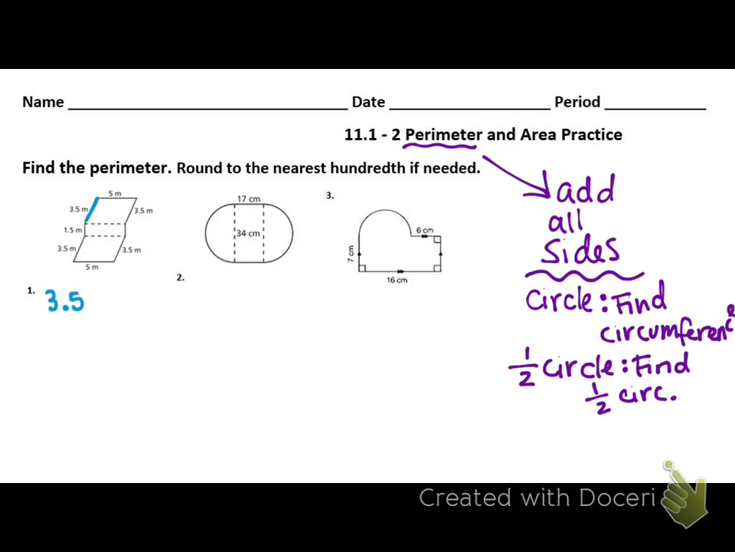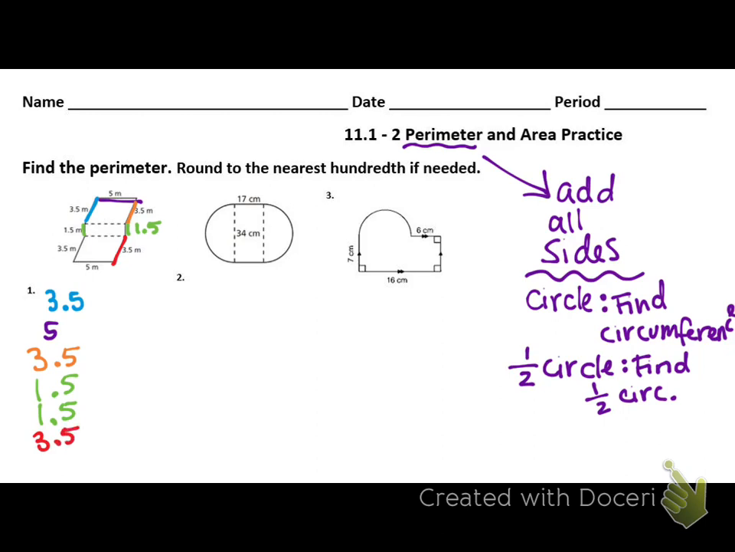So we have 3.5, we have 5, we have another 3.5. This portion will be the same measure as this because this is a rectangle. So this will also be 1.5. I'm going to go ahead and add 1.5, 1.5 twice. You can do part of this in your head because 1.5 and 1.5 do make the number 3. But if you don't want to do it in your head, that's fine.